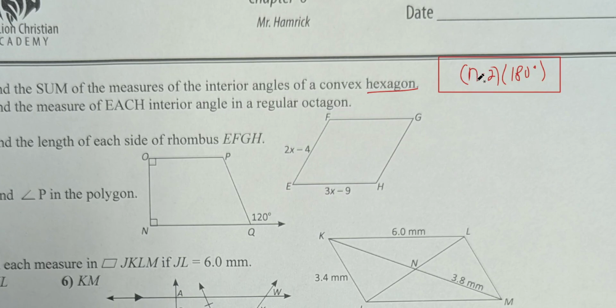All right, so what does that mean, n minus 2? What's the n? How many sides we have? It's a hexagon. That's right. How many sides? 6 sides. So what do I do with this? 6 minus 2, times 180. It's as easy as that. So it's just 4 times 180. 2 times that is 360. Double it again, 720. So that's the sum, right?